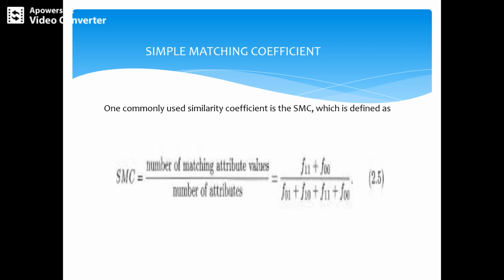Very simple calculation here. The number of matching attributes is f11, meaning x has a 1 and y has a 1, plus f00, where x has a 0 and y has a 0. Both are matching because both are 0. The total is divided by the total number of attributes. So this is the equation of the simple matching coefficient, depending on the four parameters.